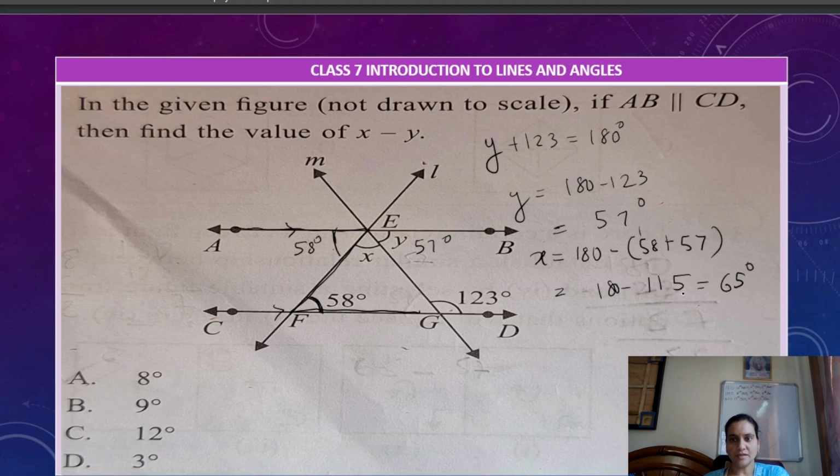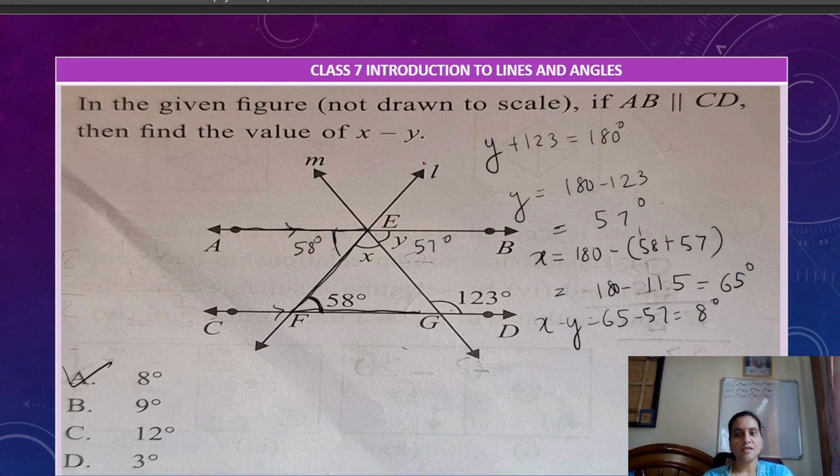So 65 degrees. Now we need to find out x minus y. So x minus y will be 65 minus 57, which is how much? It is definitely 8 degrees, right? So the answer is option A, 8 degrees. This is a fairly simple question. We need to just identify the co-interior angles and alternate angles wisely, and then the calculation gets done very easily.